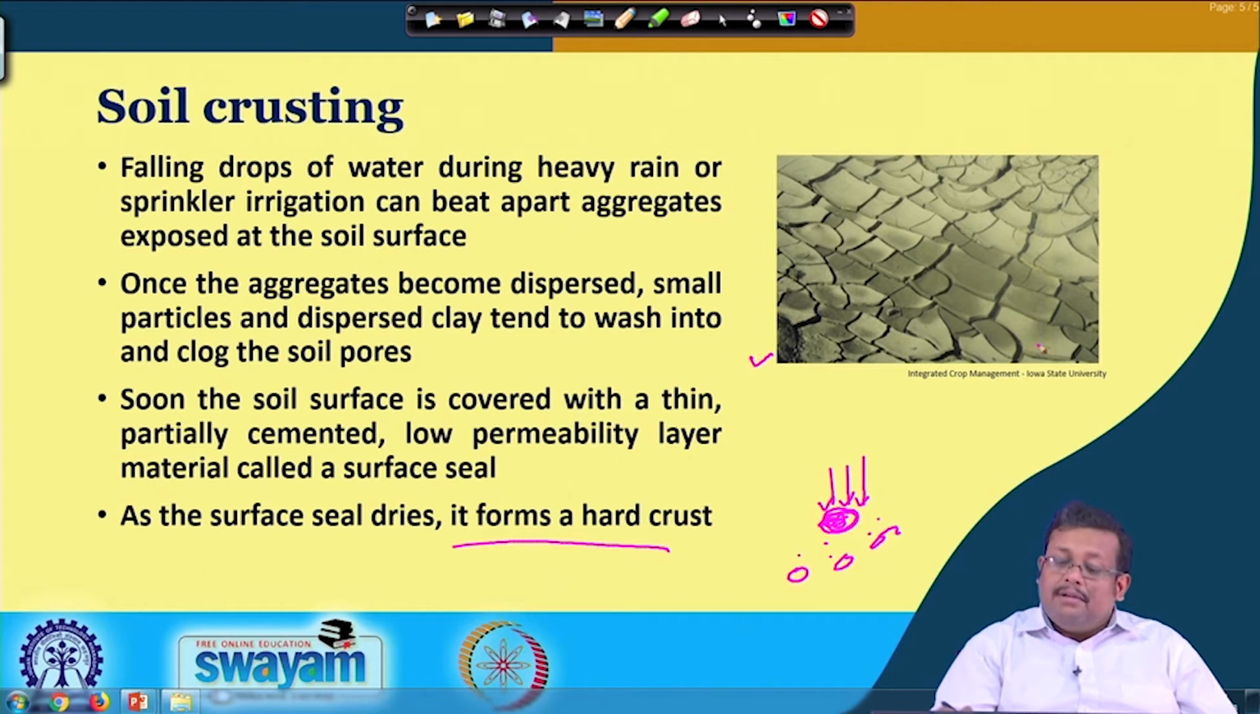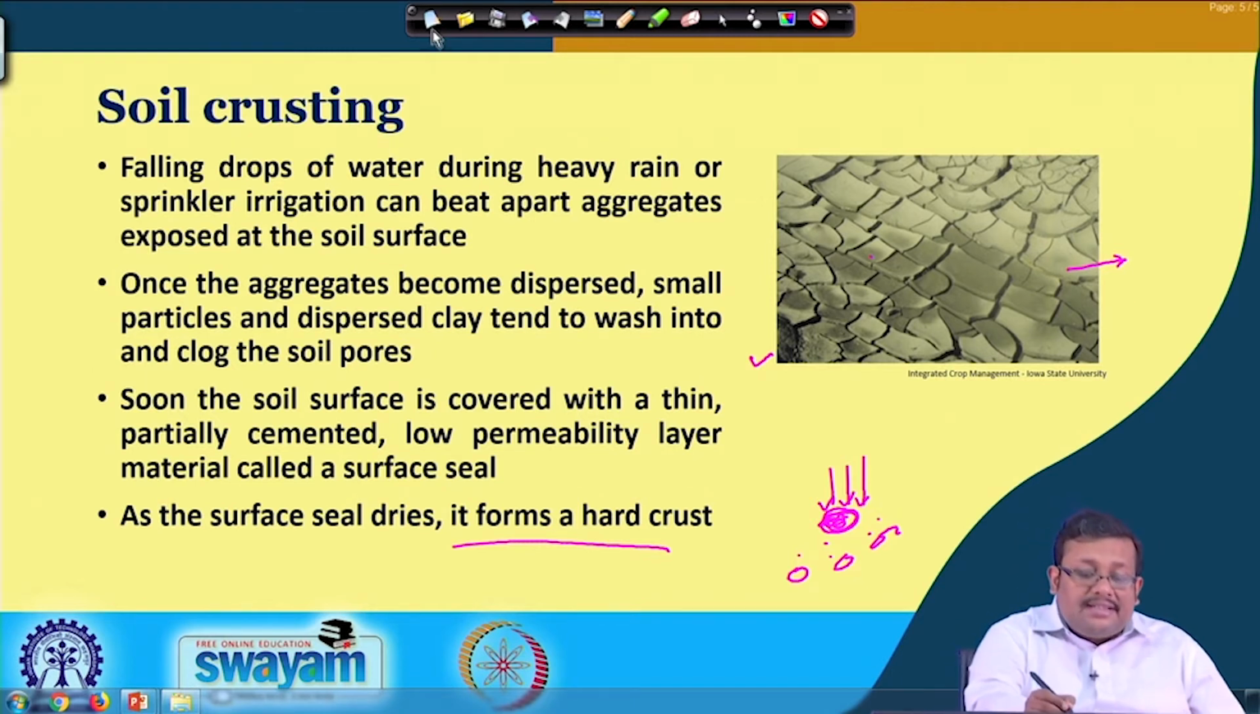So, this is an example of soil crusting, and these soil crusts basically occur from clogging the soil pores by very small particles like clay particles, and thereby restricting the infiltration of water into the soil. So, this is called soil crusting.